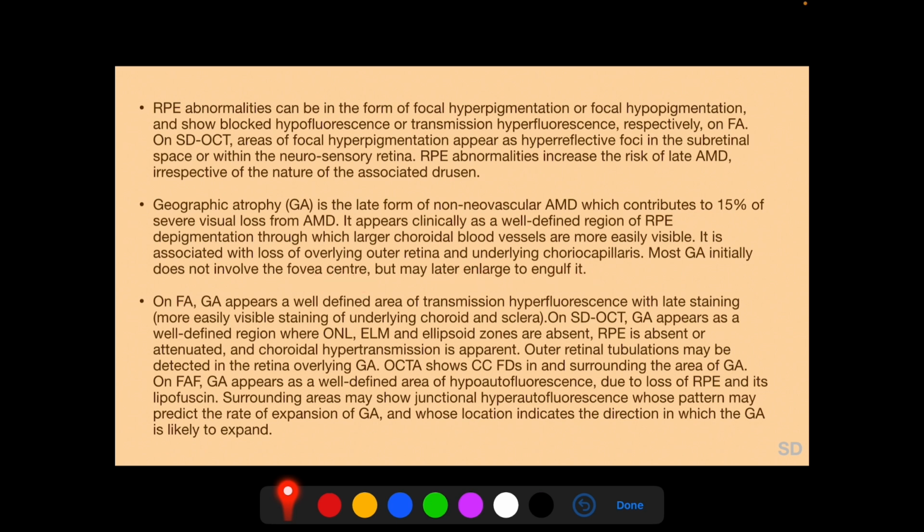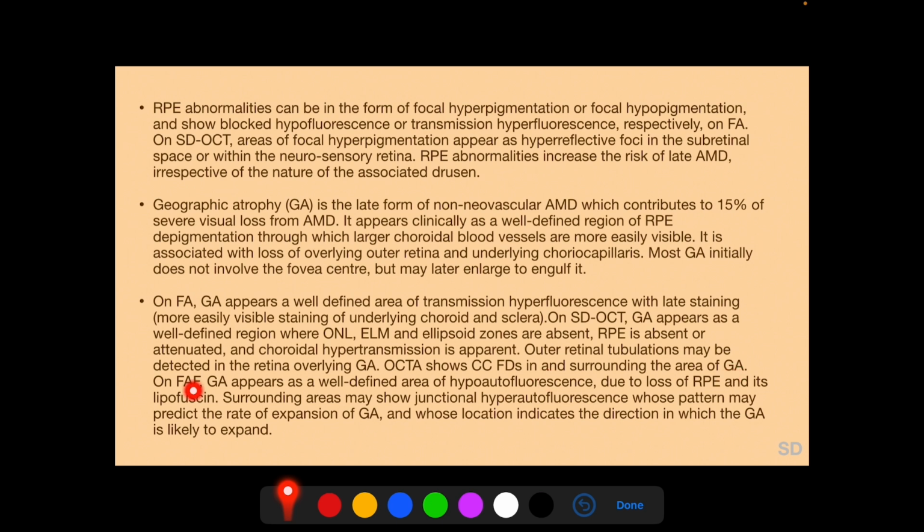On fluorescein angiography, geographic atrophy appears as a well-defined area of transmission hyperfluorescence with late staining because of more easy visualization of the staining of underlying choroid and sclera. On HDOCT, GA appears as a well-defined region where outer nuclear layer, external limiting membrane and ellipsoid zones are absent. RPE is absent or attenuated and choroidal hypertransmission is apparent. Outer retinal tubulations may be detected in the retina overlying geographic atrophy. OCTA shows choriocapillaris flow deficits in and surrounding the area of geographic atrophy.